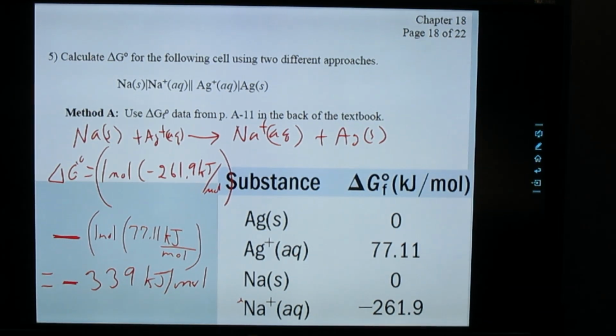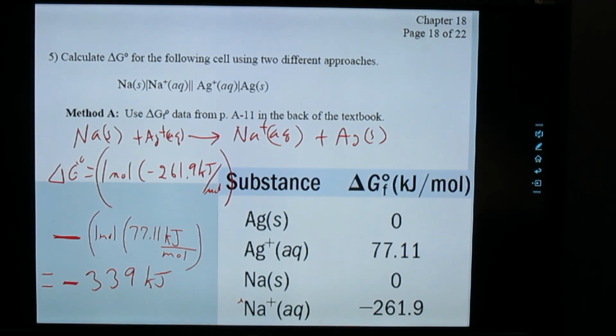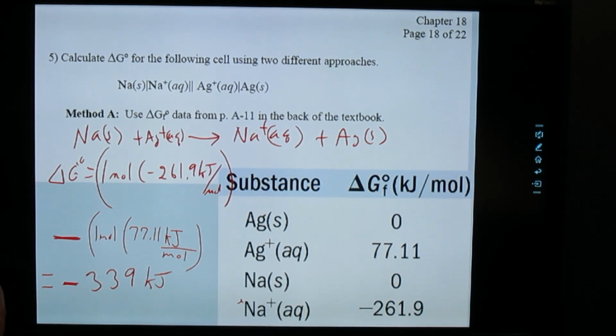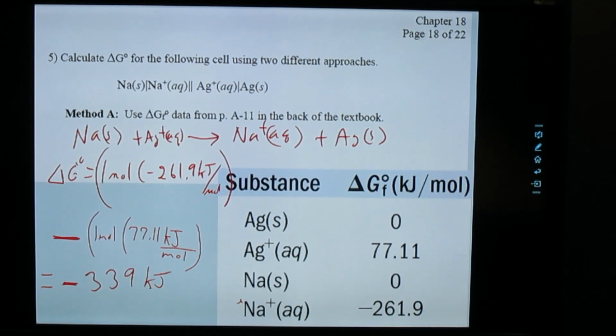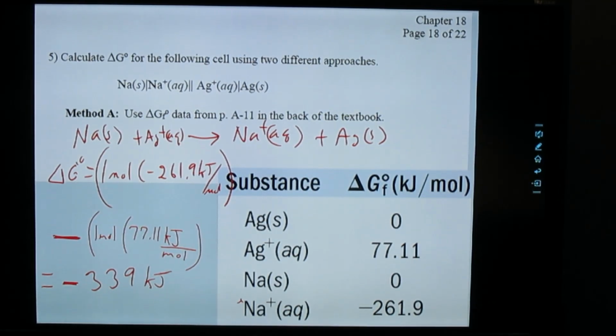339 kilojoules officially for the reaction, but since there's a 1 on that balanced equation, you could say per mole of Na, but officially, this is how it comes out. Like I said, it goes with the balanced equation. You could write per mole of sodium, per mole of Ag+. But there's our value, negative 339. We're going to compare that using voltage.